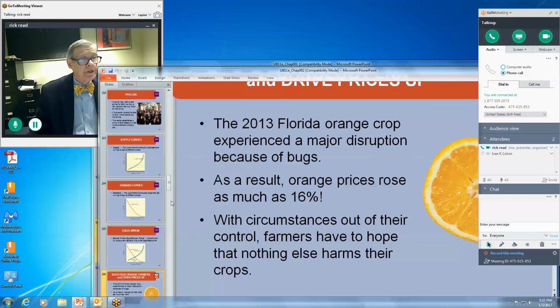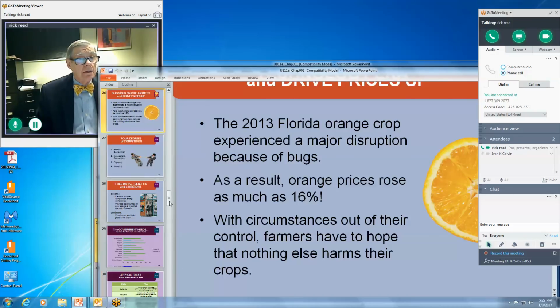Now this particular slide talks about Florida crop had bugs.